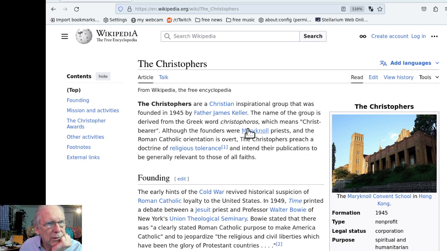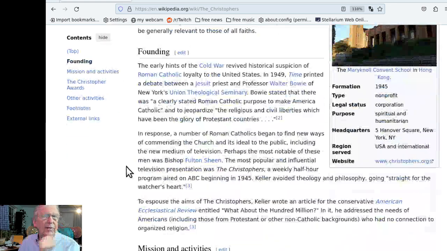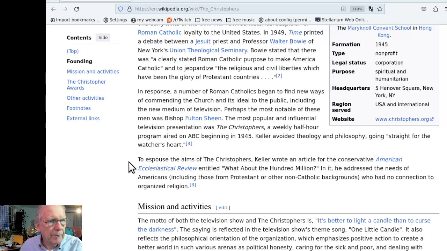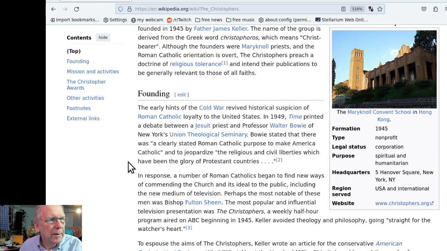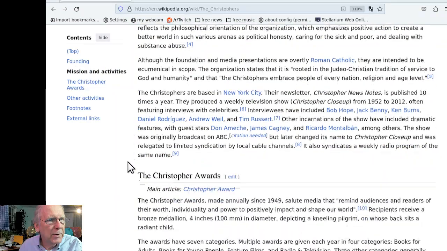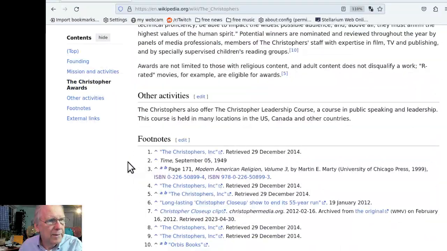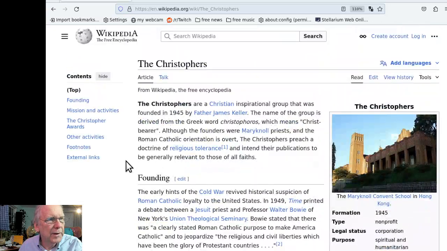The group is derived from the Greek word Christophoros, which means Christ bearer, although the founders were Maryknoll priests in the Roman Catholic Church. Though their Christian orientation is overt, the Christophers preach a doctrine of religious tolerance, and intend their publications to be generally relevant to those of all faiths. Okay. Huh. This is the founding, mission and activities. Okay, so it's a religious group who put that out. It's kind of interesting.